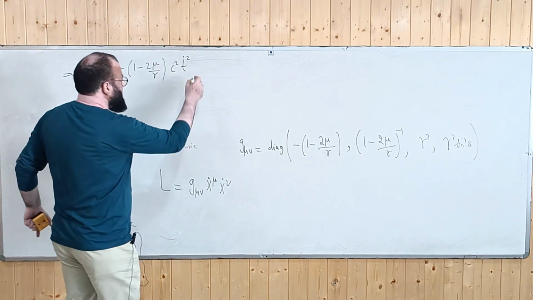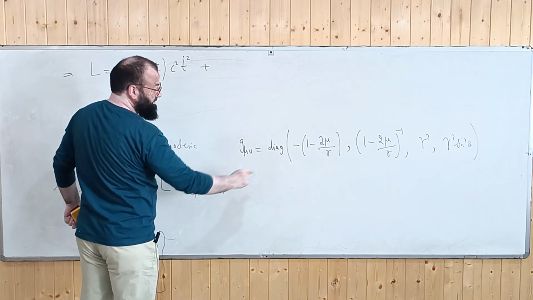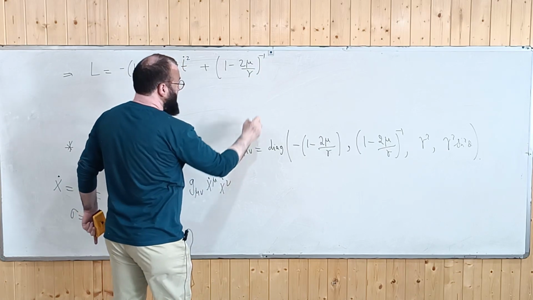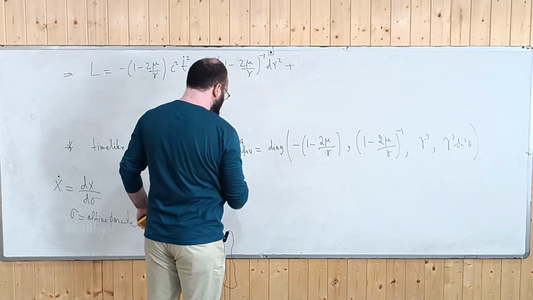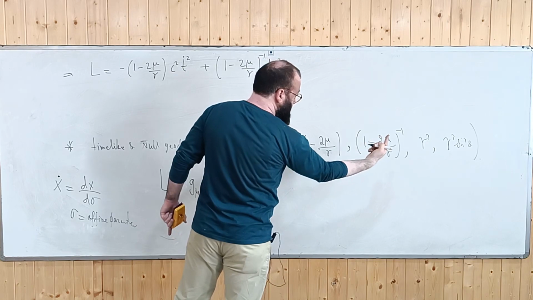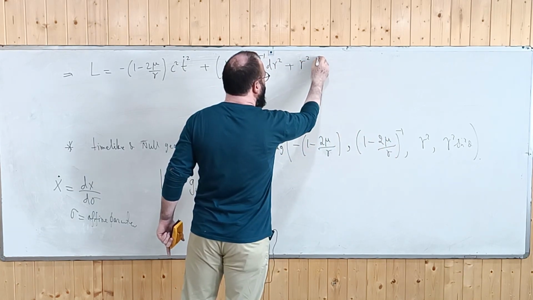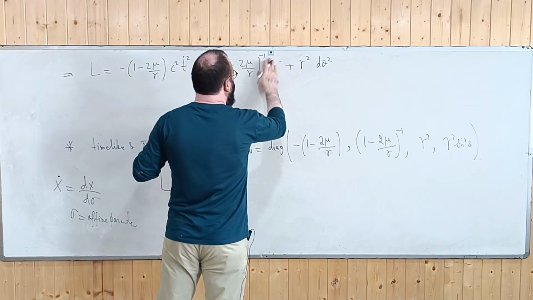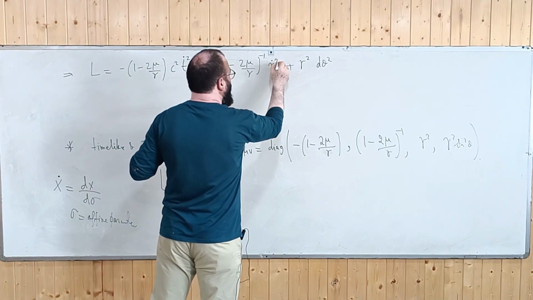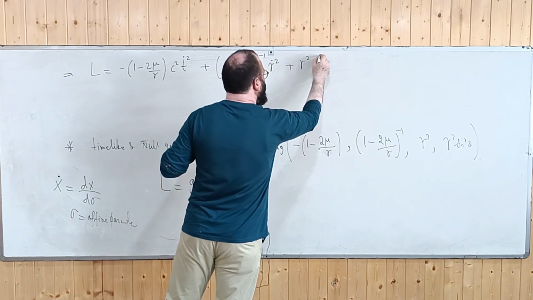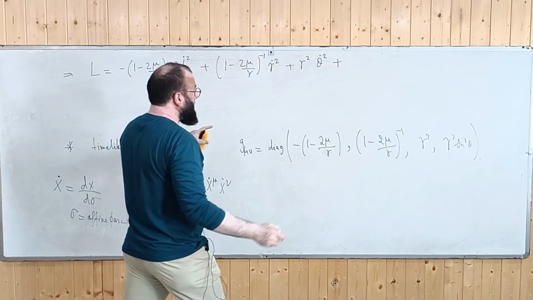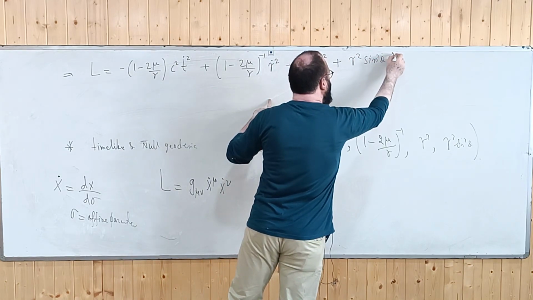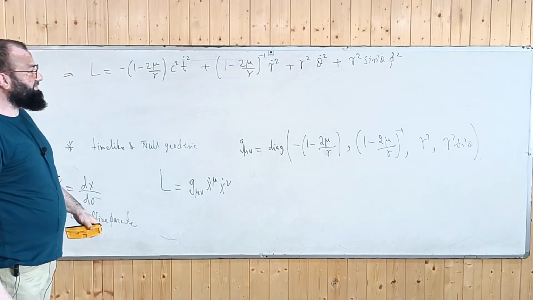Next term, G00. So now we have G11. What is G11? It's (1 minus 2 mu by r) raised to the power minus 1, so it will be dr squared plus G22, that is r squared, then d theta squared, because it is r dot squared. Then I have theta dot squared. Then what do I have? r squared sine squared theta, then phi dot squared. So this is our Lagrangian.